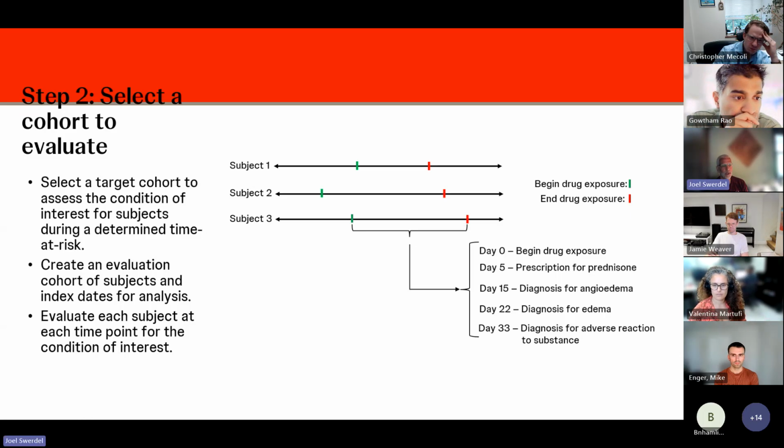So for this person, this is the beginning of their drug exposure, day 0, and on day 5, they might have had a prescription for prednisone. So we would mark that off. Day 5 would be a possible index date for this person. On day 15, they might have had a diagnosis for angioedema. Day 15 becomes another possible index date. 22, another one. 23, 33, another one. And at each one of these points, we run the prediction window of the starting 30 days.